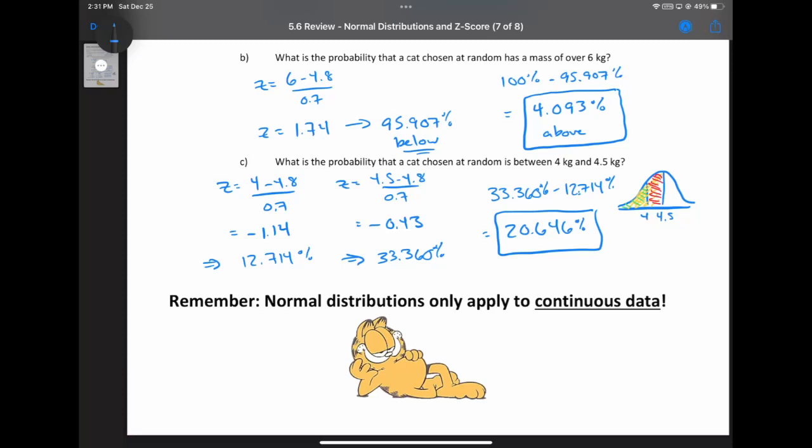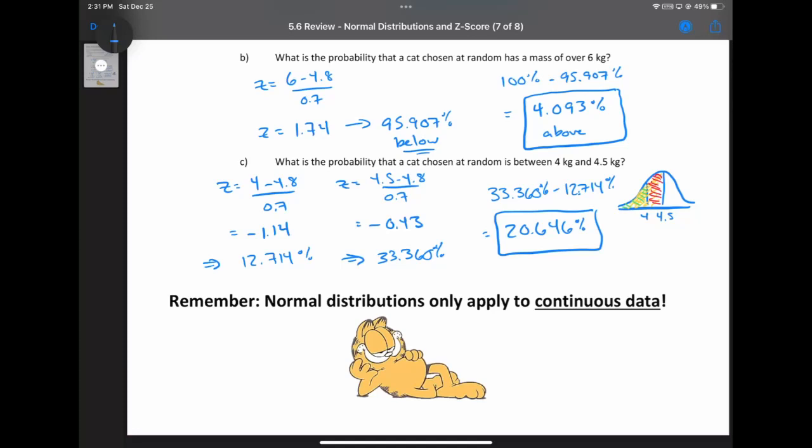Just before we move on, I am going to remind you that normal distributions are for continuous data only. So they apply to continuous data. They are not used to represent discrete data because we can't plug in numbers like 4.5. Obviously, cat weights are continuous, but like the number of cats wouldn't be. And I also want to point out that all the distributions other than the normal distribution so far that we've looked at, the uniform distribution, the binomial, the waiting times, the hypergeometric, those are all for discrete data where we're looking for a number of successes, which is always a whole number.